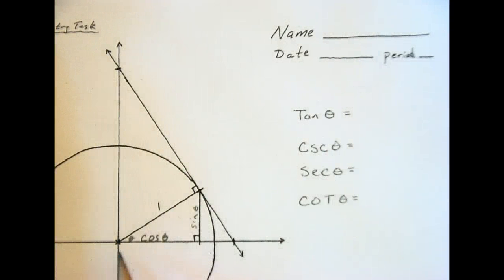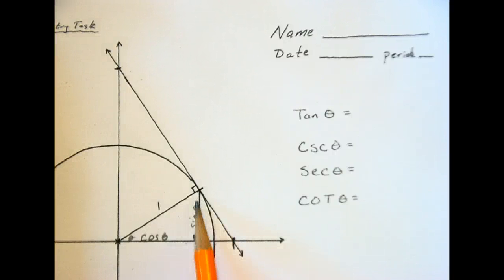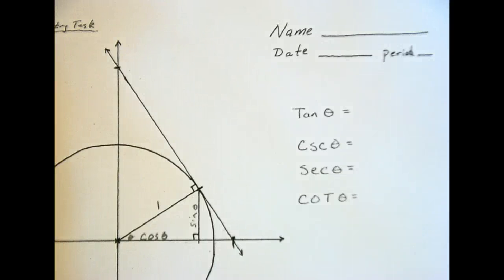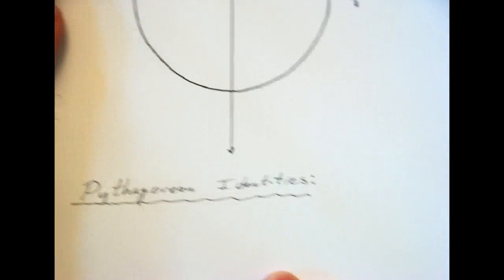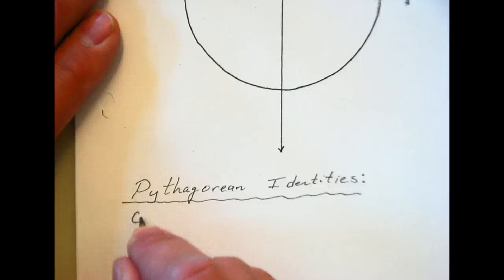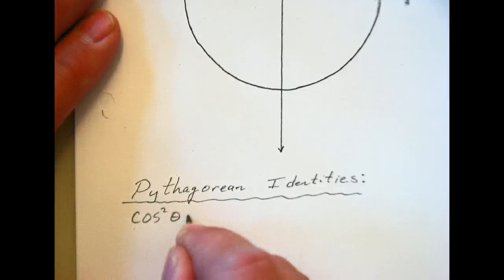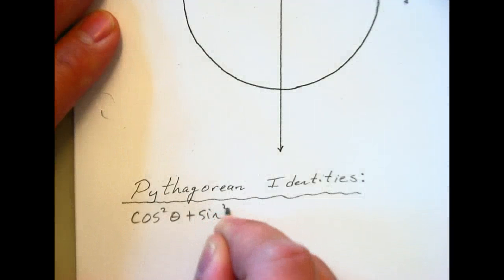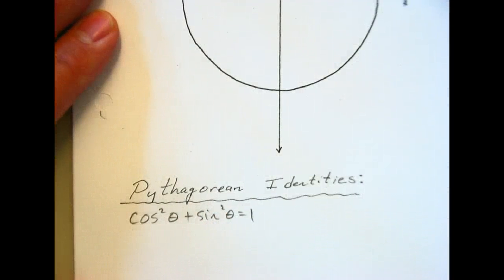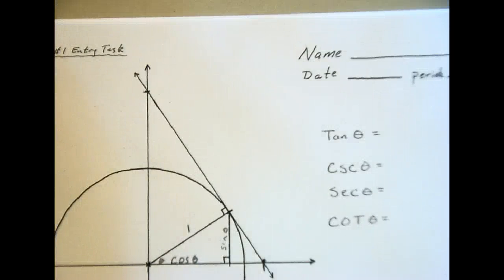All right. And then from here to here. No, so by the way, that gives you one of your Pythagorean identities. Cos squared plus sine squared equals 1. All right, so down here, that's one of our identities. Cos squared plus sine squared equals 1. Okay? All right, so we have that right triangle.